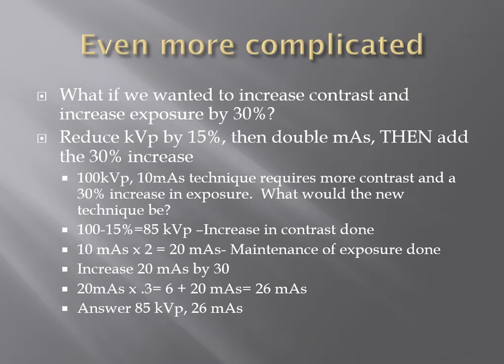So it'd be 100 kVp. That would give you a 100 kVp, 10 mAs technique that would require more contrast and a 30% increase in exposure. So we're going to reduce by 15%. That gives us 85 kVp. If we did nothing else, we'd have an increase in contrast and a reduction in exposure. So we need to increase our mAs by a factor of 2. So our new mAs is 20 mAs, but we're not done yet. We have to increase that 20 mAs by 30%. So 20 times 0.3 would give us 6, plus 20, we have 26 mAs. So our new technique is 85 kVp at 26 mAs.